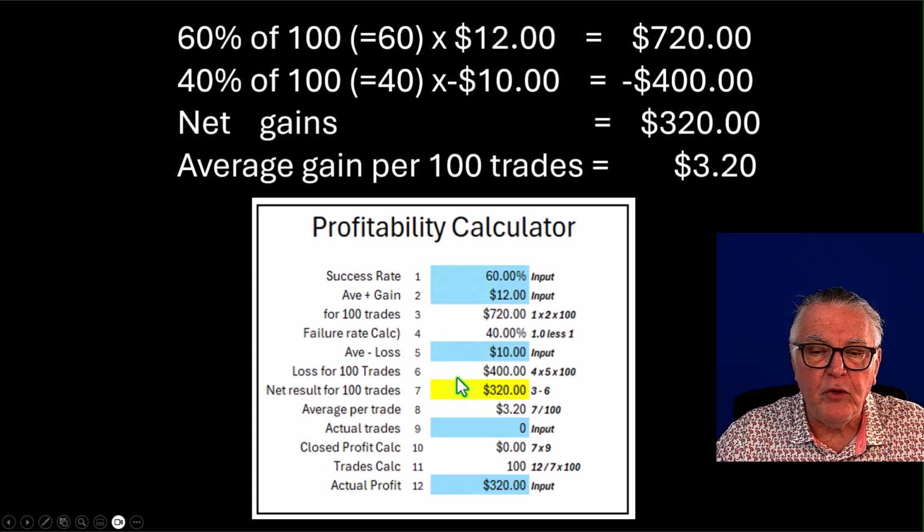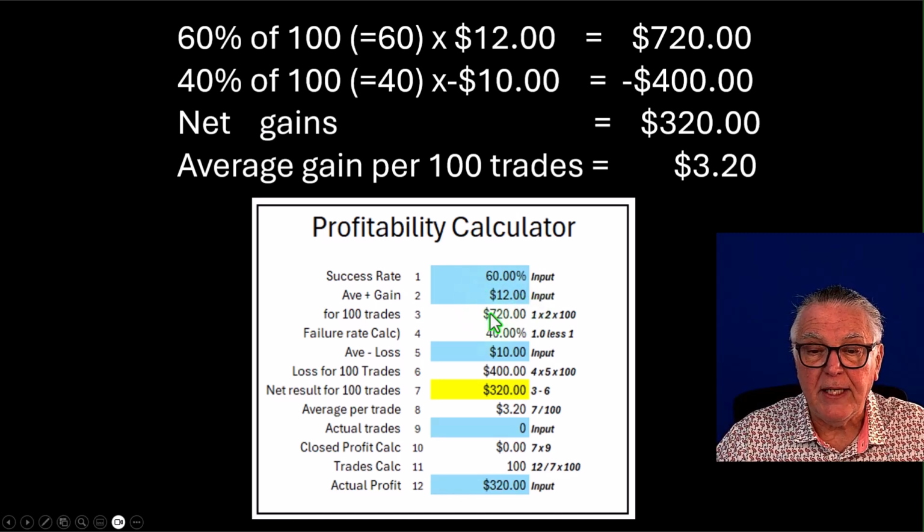The blue items are your input items, and the rest is calculated. So you input 60, and I'll show you where to get those items, and you get that answer. And then the failure rate is obviously just calculated from the success rate. Then you input your average failed trade, and then it calculates your total failed trade total, and then the net result. And you can see there are the numbers, and they agree with that up to that point.